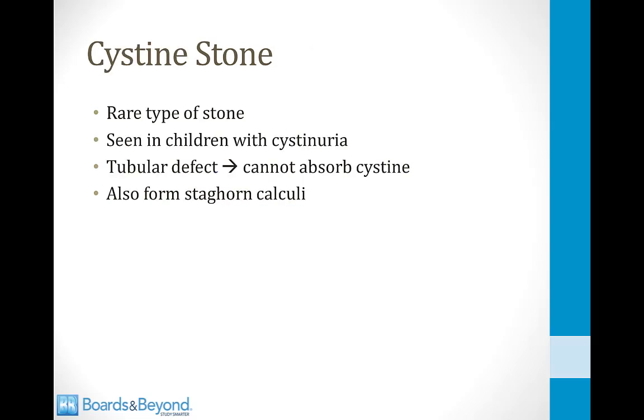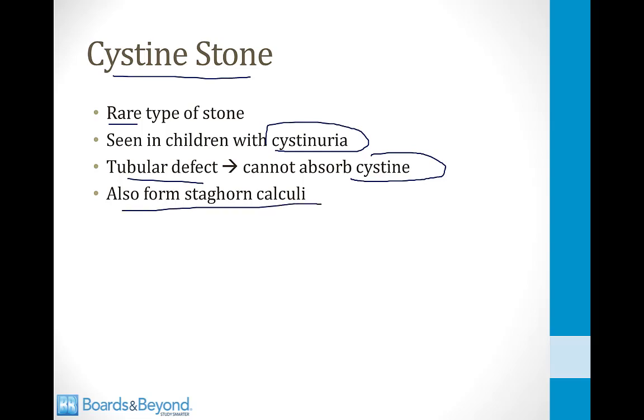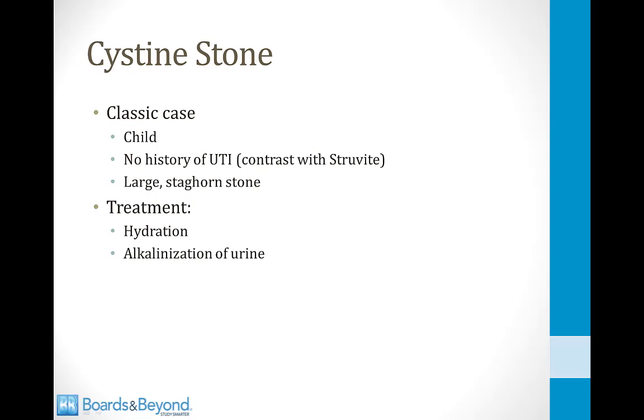So the last type of stone is a cystine stone. This is a very rare type of kidney stone, and it's seen in children with a condition called cystinuria. So these children have a tubular defect and cannot absorb cystine, and they're going to form cystine stones. And it's important to know that these types of stones can also form those staghorn calculi that we talked about with the struvite stones. So the classic case is going to be a child who's got no history of a UTI and forms a large staghorn stone.